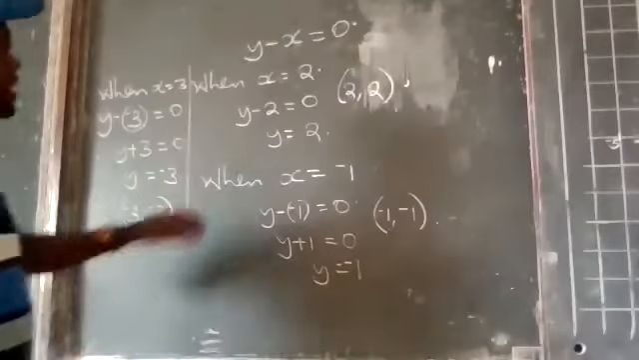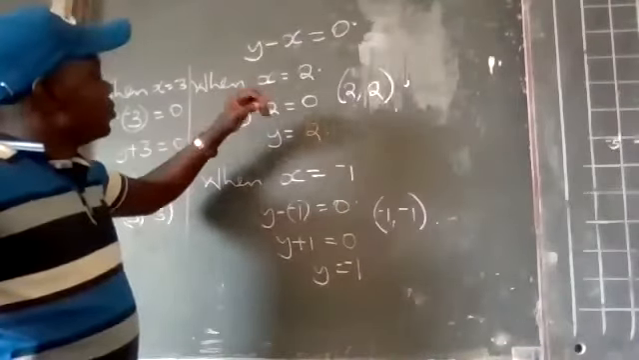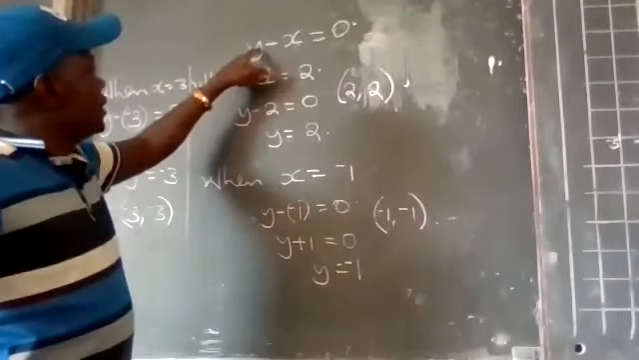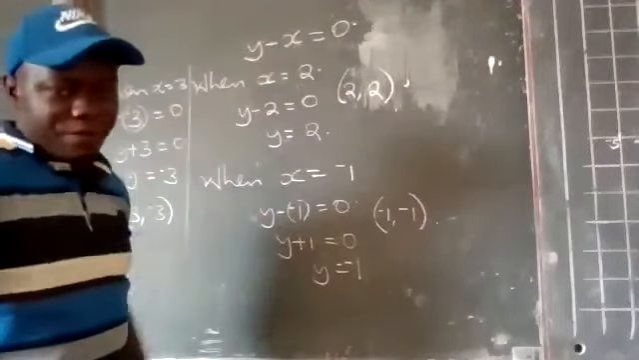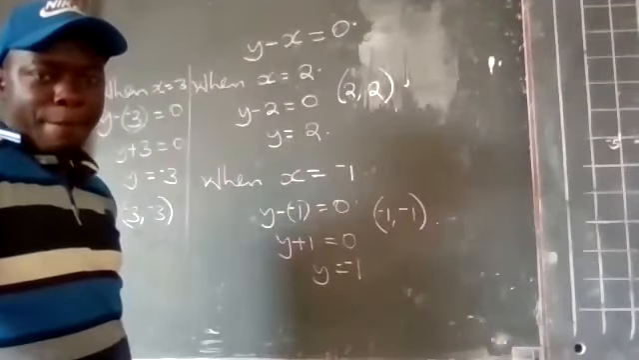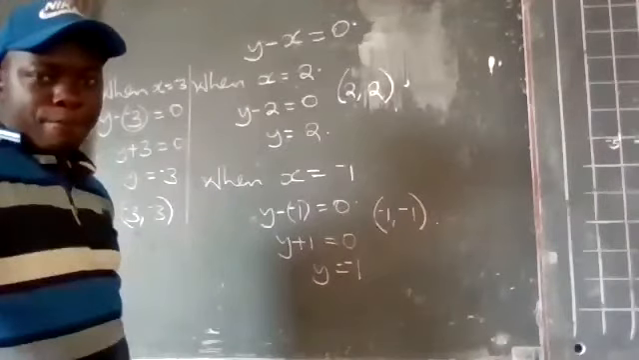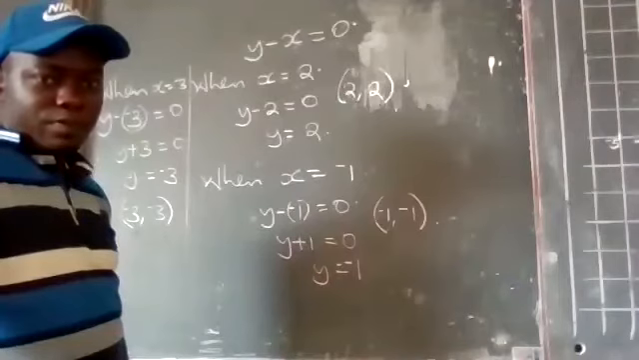Excuse me, teacher. On the part of when x is equal to 2, can you also replace the x with y and then you give it a point like 2, or it's wrong? Yeah, it's very fine. You can say when y is equal to 4, you put 4 here, look for the value of x. It's very fine. Okay, thank you.